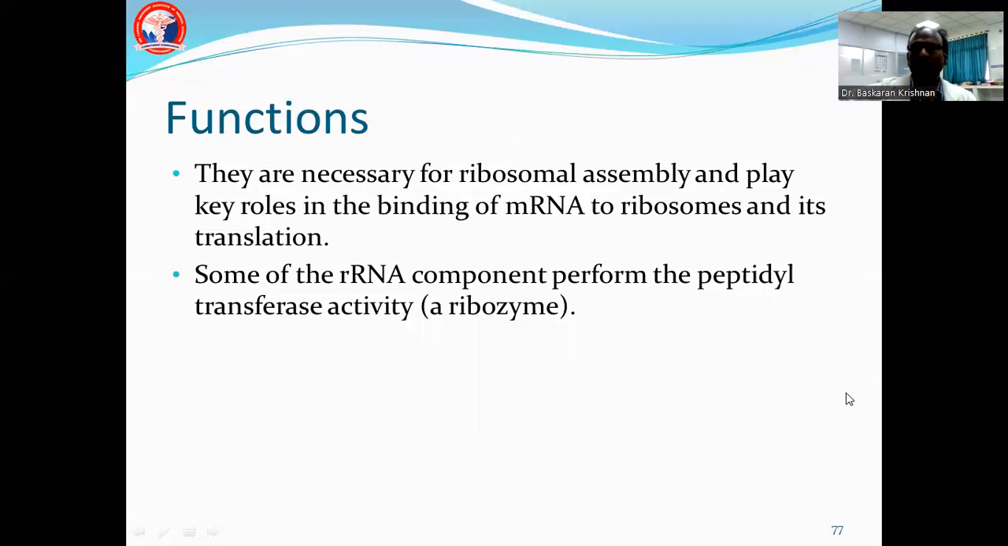Functions: they are necessary for ribosomal assembly and also play key roles in the binding of mRNA to ribosomes and in translation. Some of the rRNAs act as enzymes involved in the peptidyl transferase activity. That is called a ribozyme.